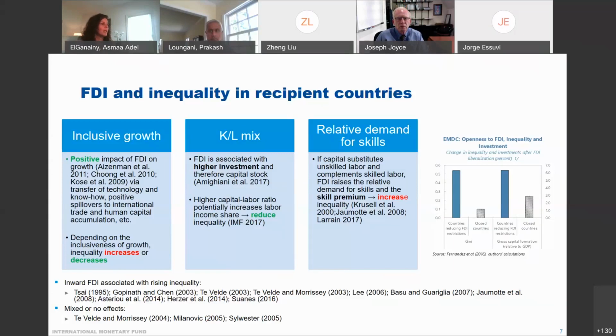FDI might also affect the relative demand for skills. So if capital substitutes for unskilled labor or complements skilled labor, FDI inflows will increase the relative demand for skills. And this would increase the skill premium, and obviously that would lead to an increase in inequality. An example that I would like to quote here is the outsourcing of skill-intensive activities by German and Austrian firms to Central and Eastern European countries in the 1990s, which was found to have raised the skill premium in those recipient countries. So putting it together, the emerging picture here suggests that there is a positive relationship between inward FDI and inequality.